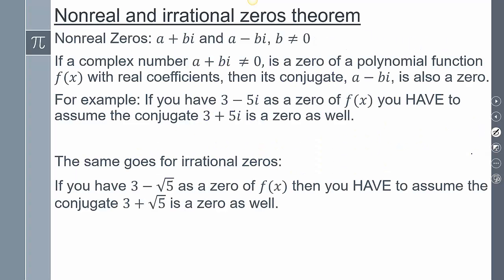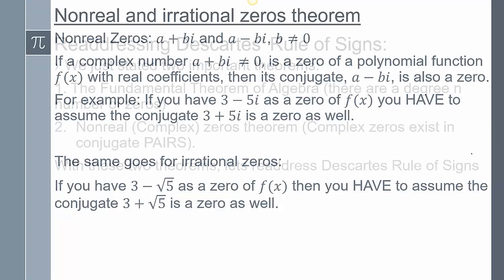Now we're going to take a look at the non-real and irrational zeros theorem. What this theorem states is if a complex number a plus bi doesn't equal 0 and it's a 0 of my polynomial function with real coefficients, then its conjugate a minus bi is also a 0. So for example, if I know that 3 minus 5i is a 0 of my function, you have to assume that the conjugate 3 plus 5i is also a 0. And this also works for irrational zeros as well. Now the importance of this is it's a way for us to assume information based upon certain circumstances.